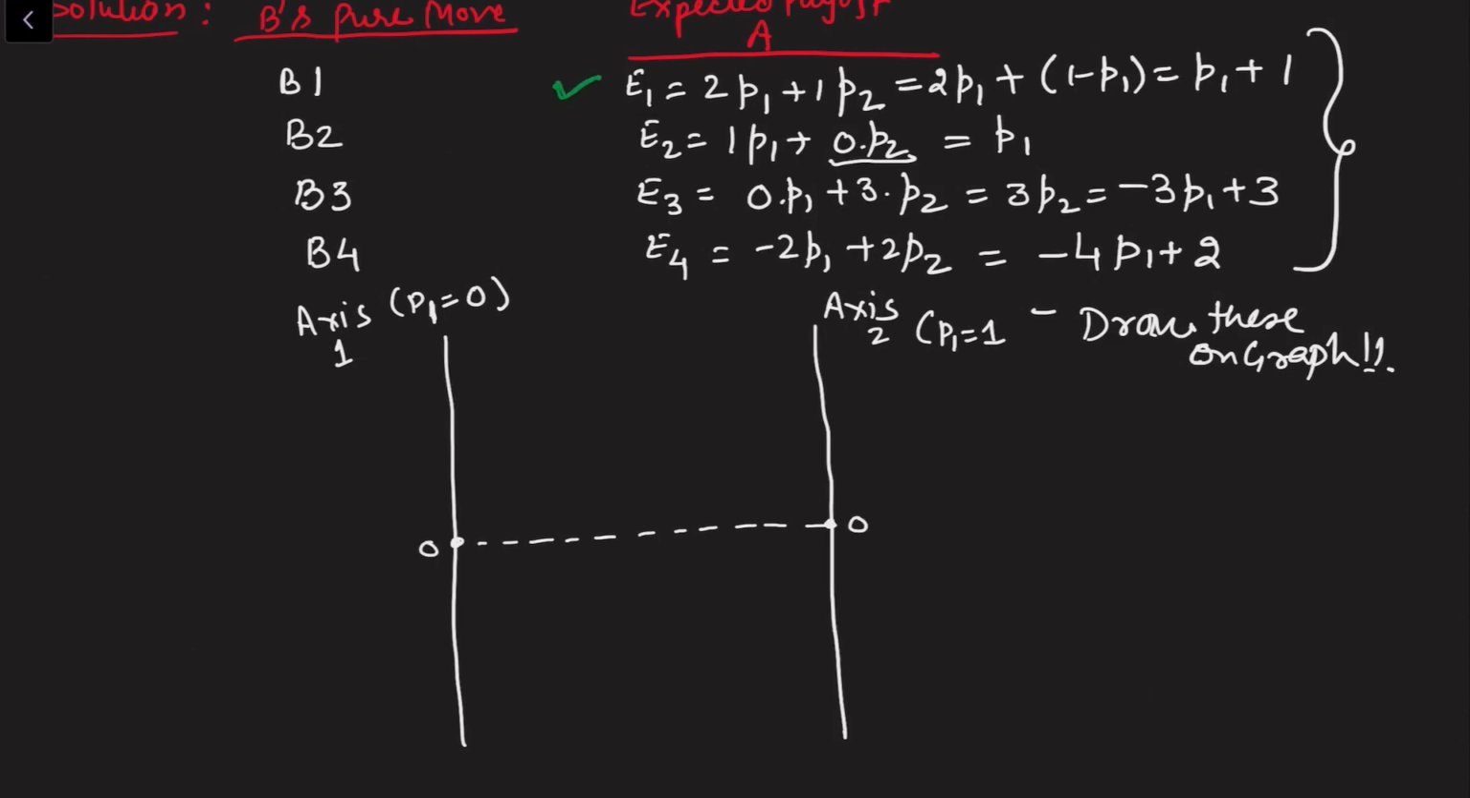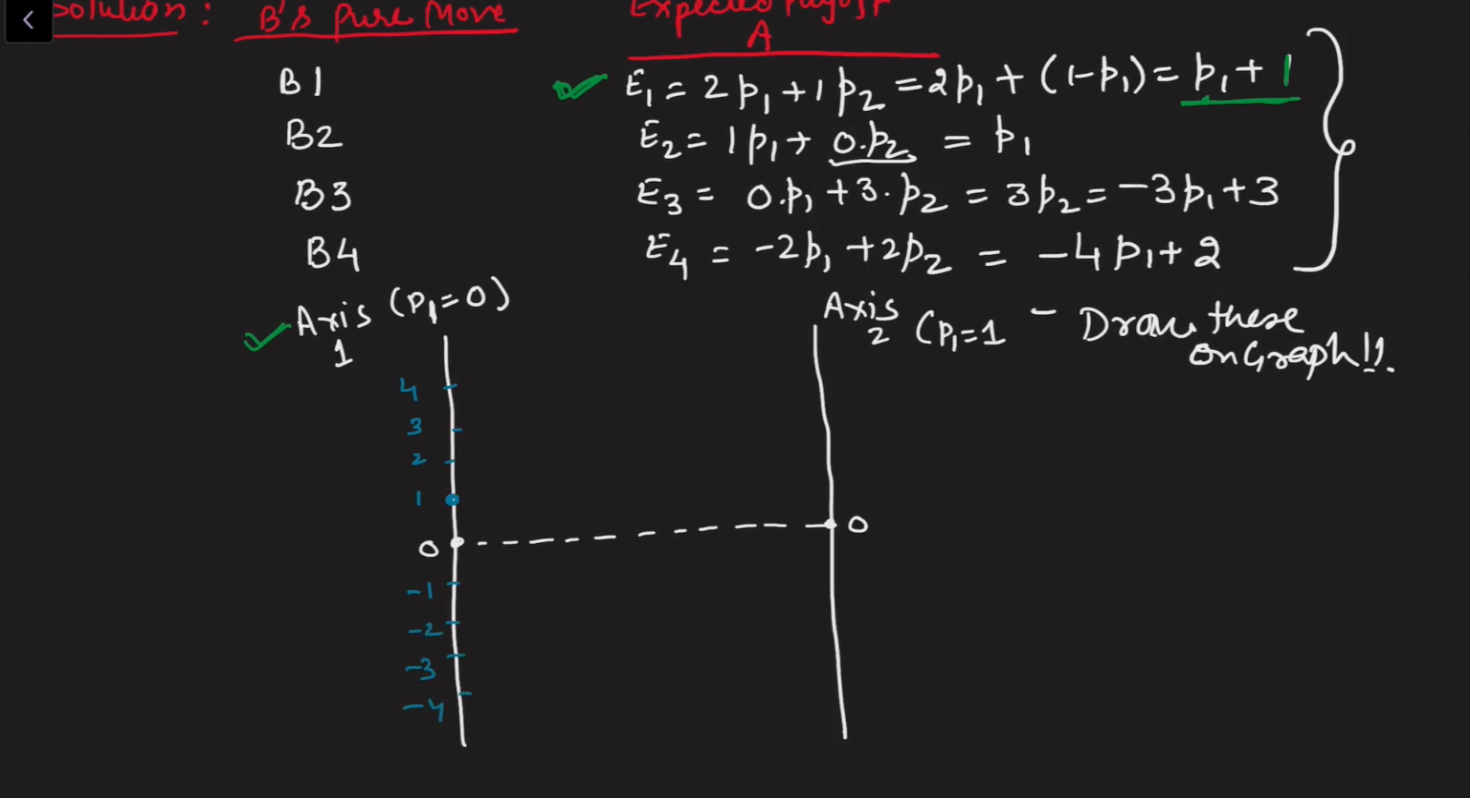Now let us see this from the first case. For E1, whenever P1 is 0, the expected gain is 1. So whenever P1 is 0, I am going to draw the expected gain on the first axis. In this case P1 is 0, so the expected gain is 1. So it is somewhere here. This point is 1, 2, 3. You can draw these points. This point is minus 1, minus 2, minus 3, minus 4.